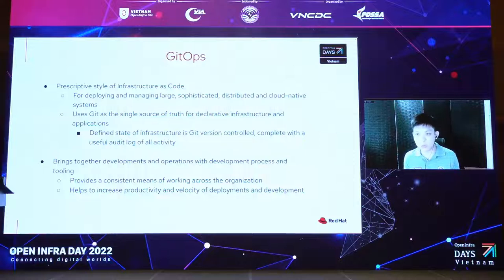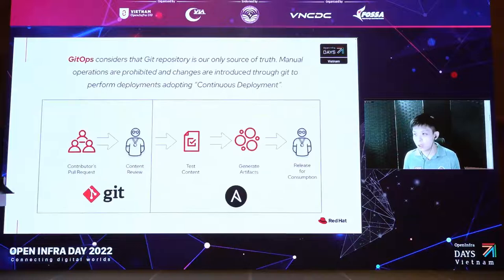So it kind of brings together developments and operations with a development process and tooling that will allow you to have a consistent means of working across different organizations. It then helps to increase productivity and, of course, velocity for your deployments and development. So we really consider the Git repository as the only source of truth. Manual operations, in this case, are prohibited. We want to ensure that all changes are introduced through Git to perform deployment using continuous deployment.